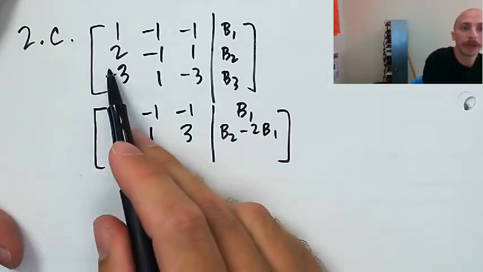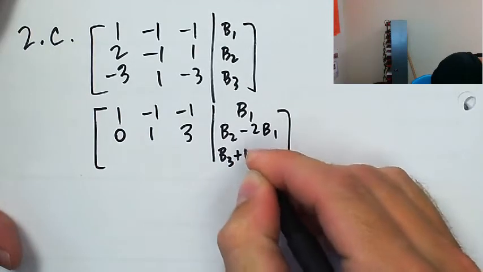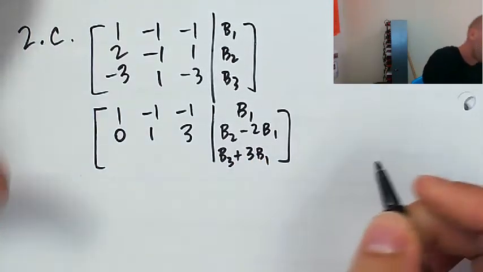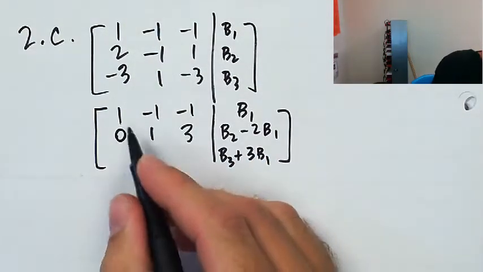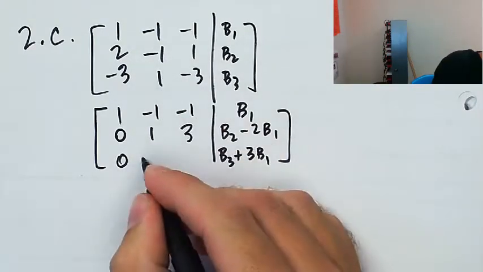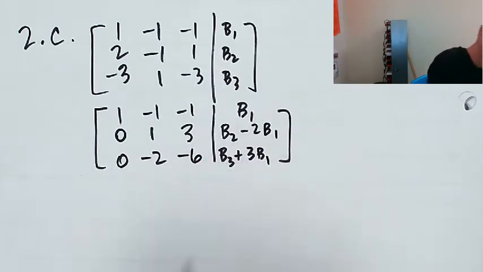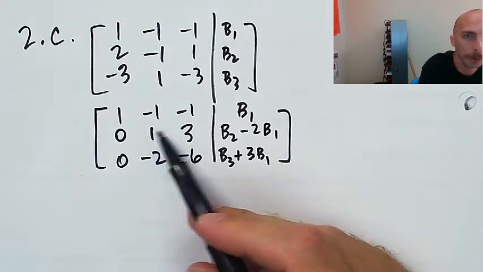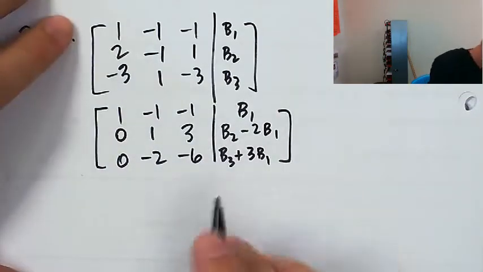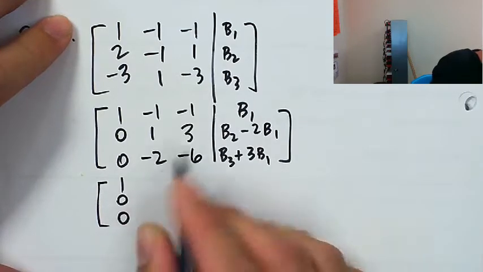Okay, and then I'm going to take row 3 and I'm going to add 3 of row 1. So row 3 plus 3 of row 1. Okay, and that's going to be 0 plus 3, that'd be negative 2, and this will be negative 6. Okay, and then the same thing's going to happen. I'm going to add 2 of row 2 down to row 3, except now this thing's going to get a little heavier. That's all right.